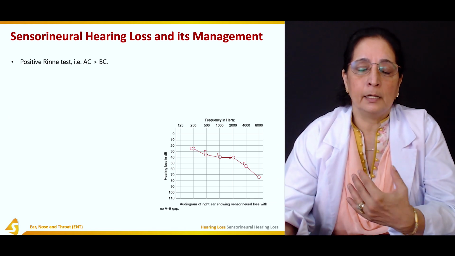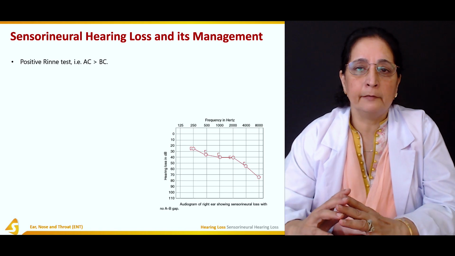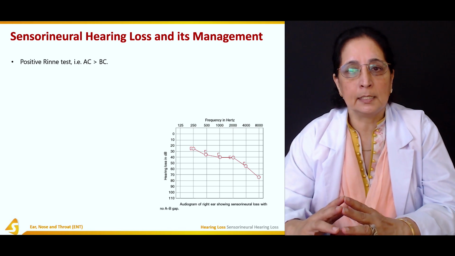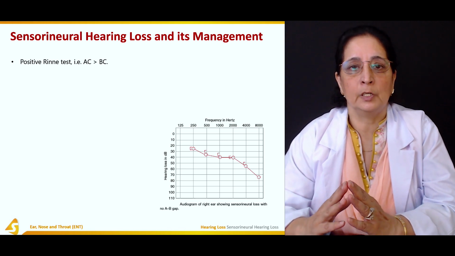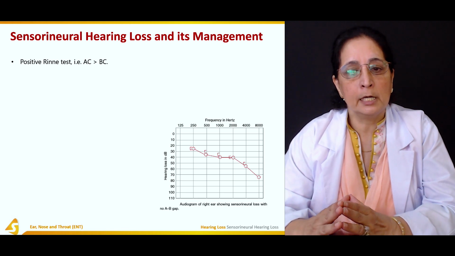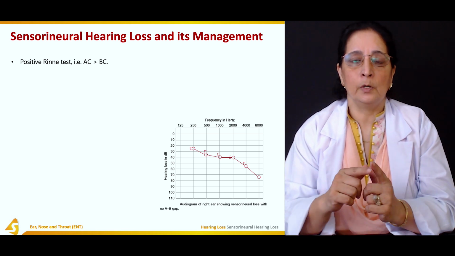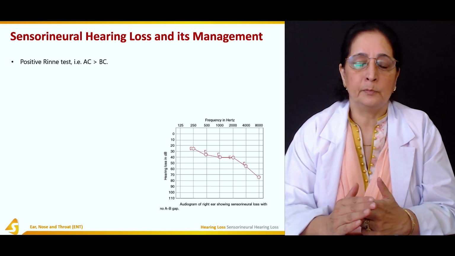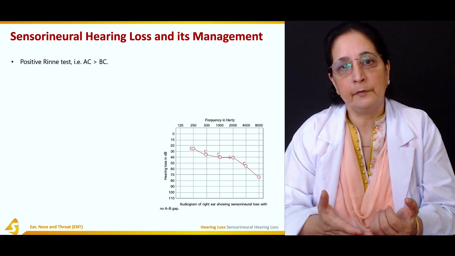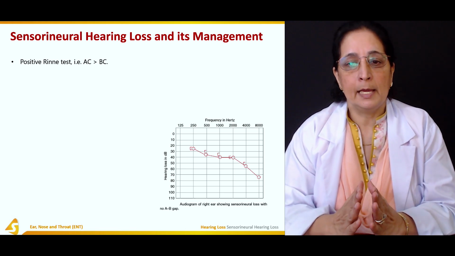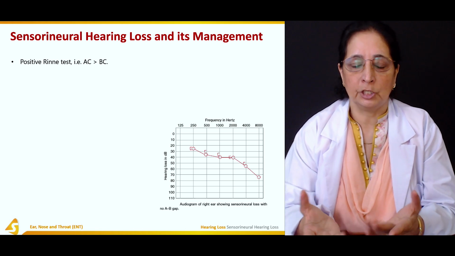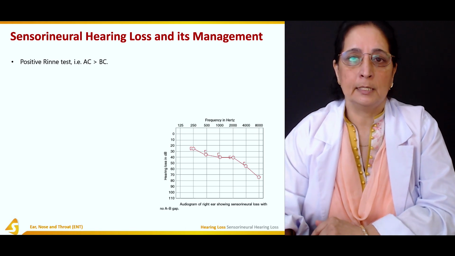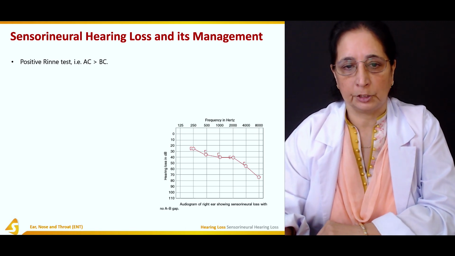As I said, in conductive hearing loss there is a negative Rinne test. Negative Rinne test means the air conduction is less than the bone conduction. But in sensorineural, since the conduction pathway is not affected, now it's a positive Rinne test. In a positive Rinne test, the air conduction is more than the bone conduction. That's the normal conduction.